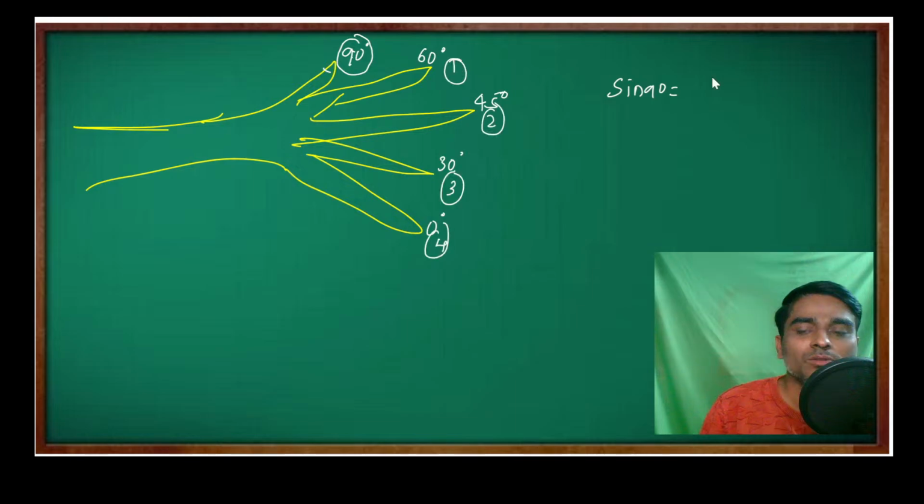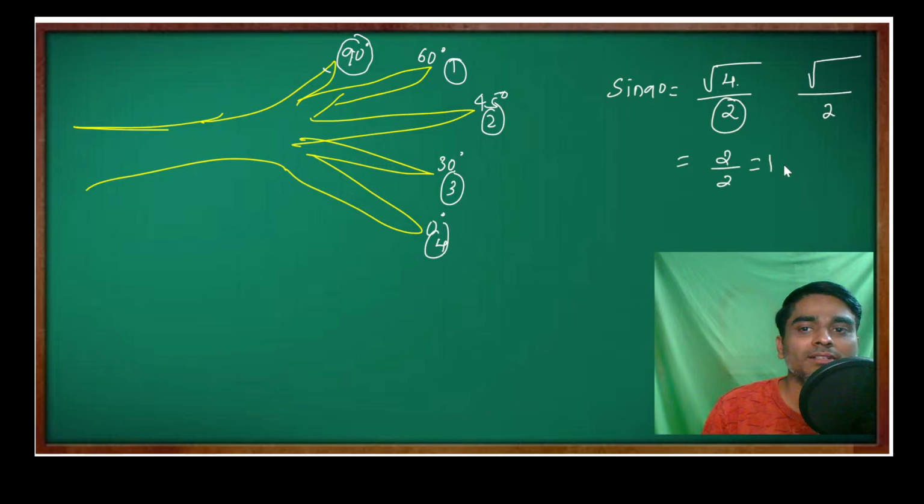So you have to write under root 4, and always divided by 2. 2 is common everywhere. The denominator is common, but the numerator will be under root. Now what is root 4 by 2? 2 by 2 is what? 1. So sin 90 is 1, from the table also.